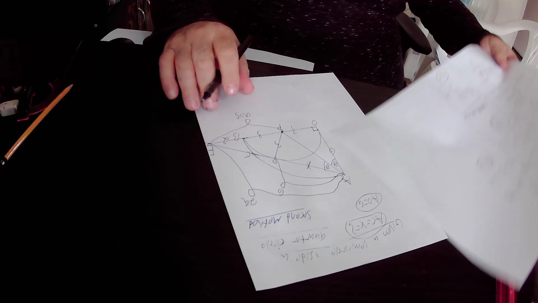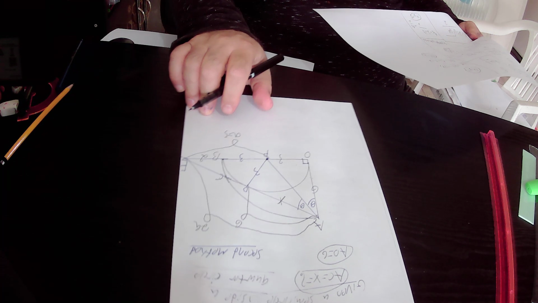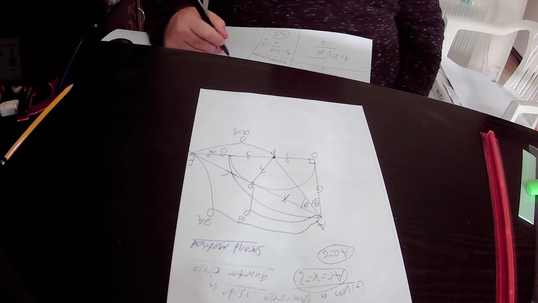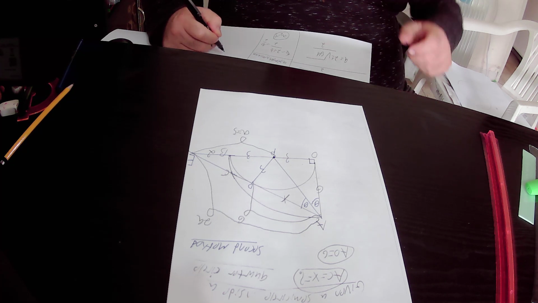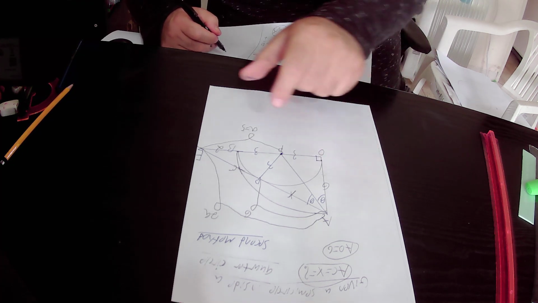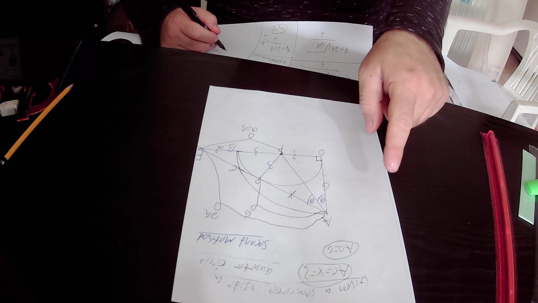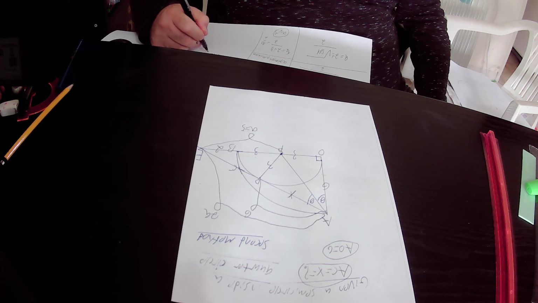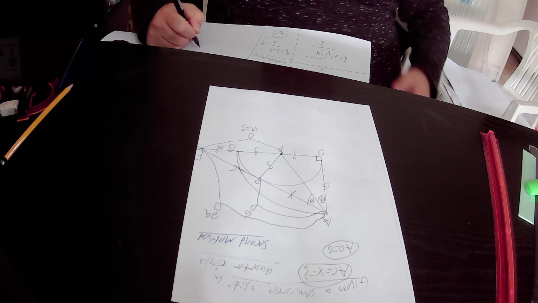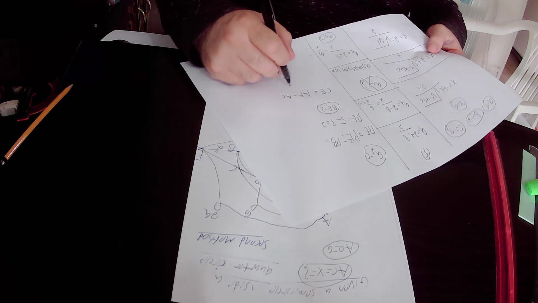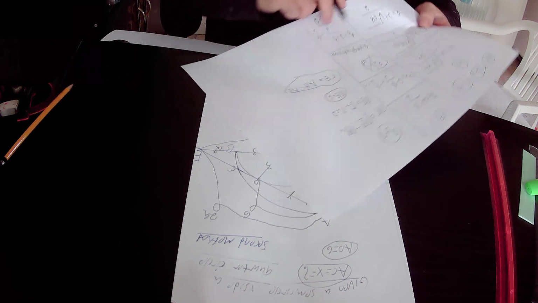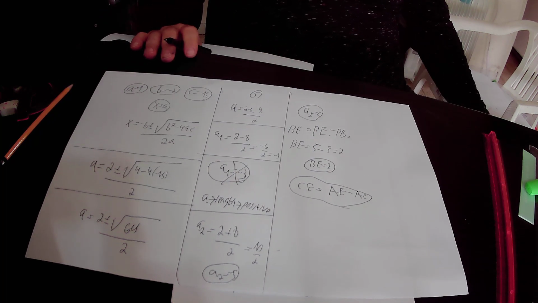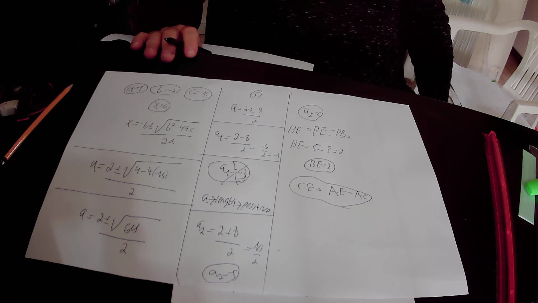And what is the length of CE? The length of line segment CE, from the drawing it is very easy to see that CE equals AE minus AC. AE minus AC equals CE. I repeat again. Here CE equals AE minus AC.